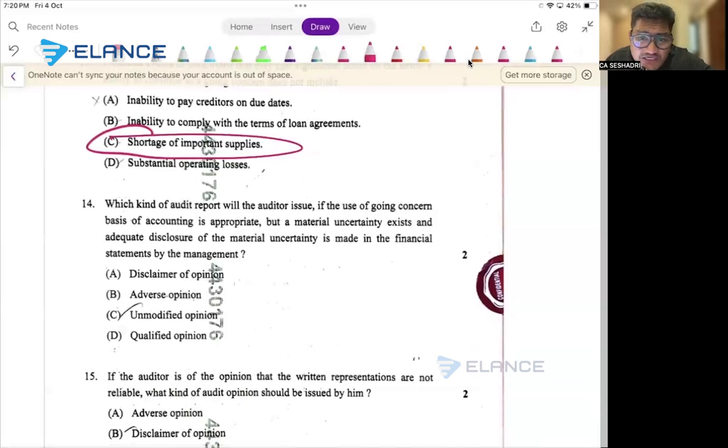What kind of audit report should be issued if going concern basis is appropriate but there is material uncertainty and adequate disclosure is made? Now listen, going concern, I just want to revise it. All pakka, unmodified. Sir, not at all pakka. It's not inappropriate. Provide adverse opinion. What is going concern basically? Many don't know that. Going concern means you are preparing FS on a going concern basis, that you will continue for the foreseeable future.